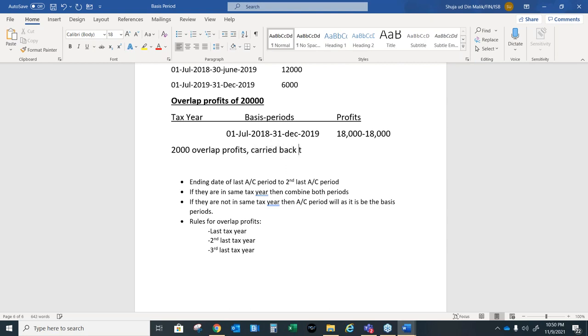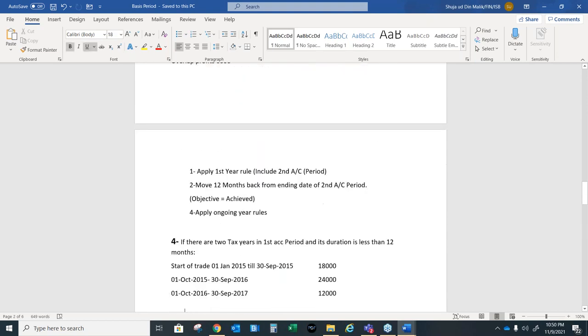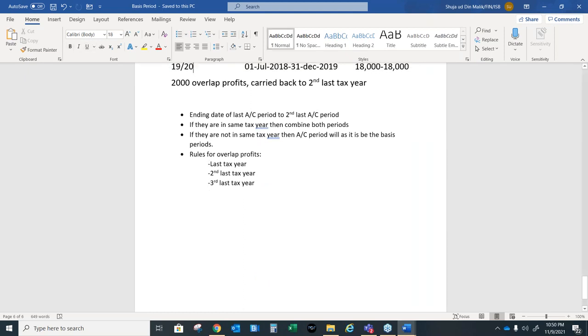Carried back to the second last tax year, and the tax year, rightly mentioned, is 2019/20. So this is the end of the basis period from my side. As I have explained, the 5 opening year rules plus 2 closing year rules, each one with the example and the calculation of overlap profits. I will be focusing on this particular point: you need to be very clear about which rule you pick and how you apply it.